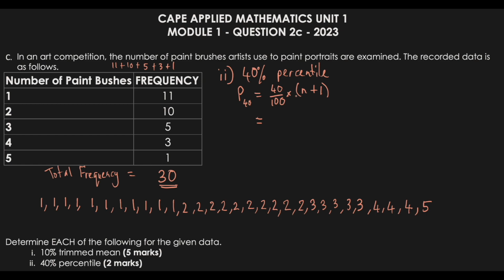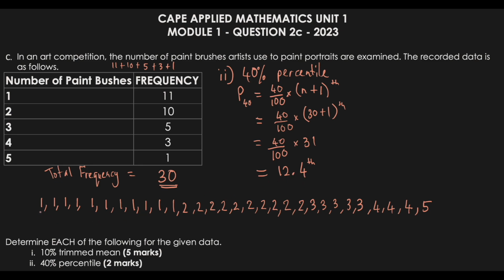So 40 over 100 times n plus 1, it's going to be this times 30 plus 1. So it's going to be 40 over 100 times 31. Now when we put that in the calculator, we're going to get 12.4. So what this formula means, we're looking for the 12.4th term. Now the 12.4th term would fall between the 12th number and the 13th number, right? Somewhere between those two numbers.